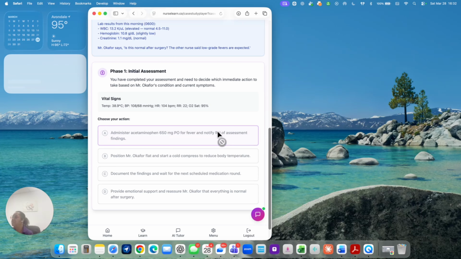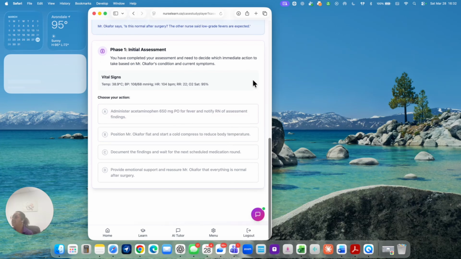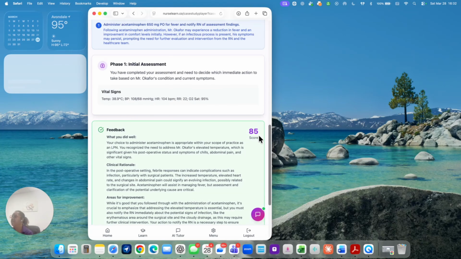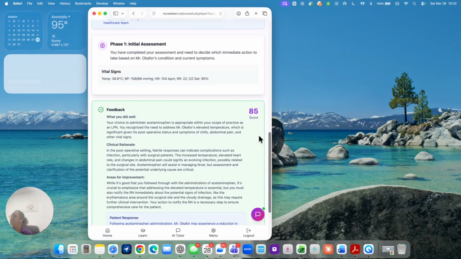And what it'll do is rate your response. One time I thought my response was better than how it rated me. So it rated me at 85. What did you do well? Your choice to administer acetaminophen is appropriate within your scope of practice as an LPN. You recognize the need to address Mr. Okafor's elevated temperature, which is significant given his postoperative status and symptoms of chills, abdominal pain, and other vital signs.